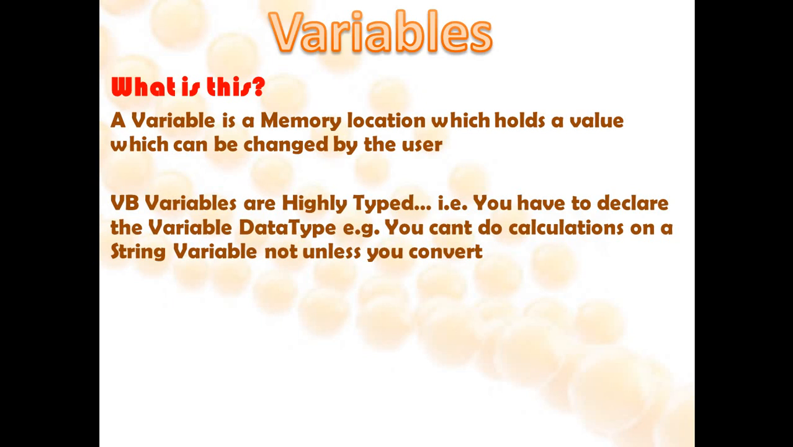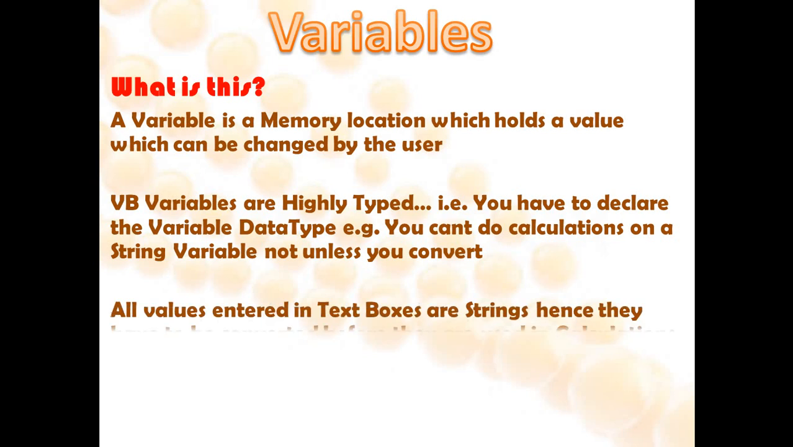Like you see, some languages like JavaScript, you don't have to declare the data type of a variable to use it, but in Visual Basic you have to declare the data type. For example, you cannot do a calculation on a string, so you have to declare what type of variable that is. A data type just declares the type of the data the variable is going to hold.